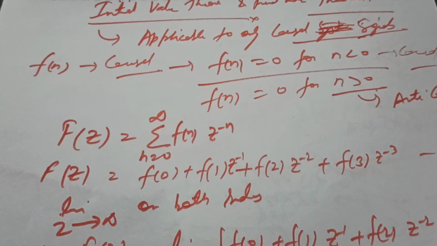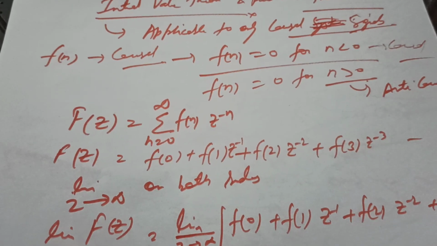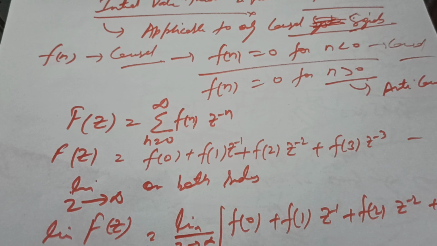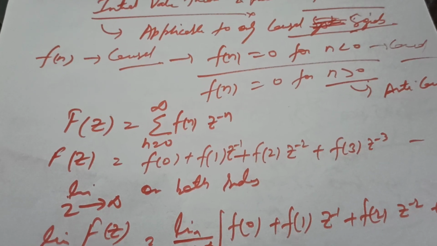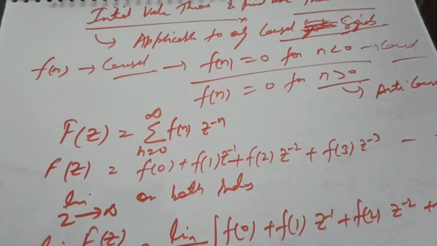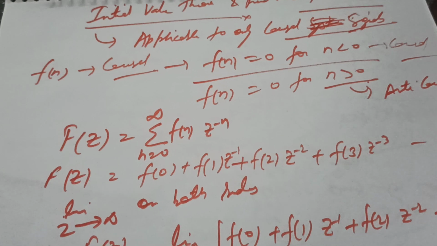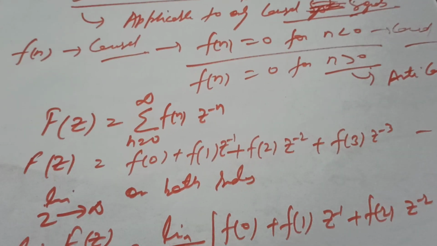Initial value and final value theorems. Now these are very important. First of all, these are only applicable to causal systems. Be very particular about it. Okay, and a causal system can be identified if Fn is the transfer function or the impulse response, then it will be 0 for n less than 0. That is causal. And Fn equals to 0 for n greater than 0, then it is anti-causal. Clear?